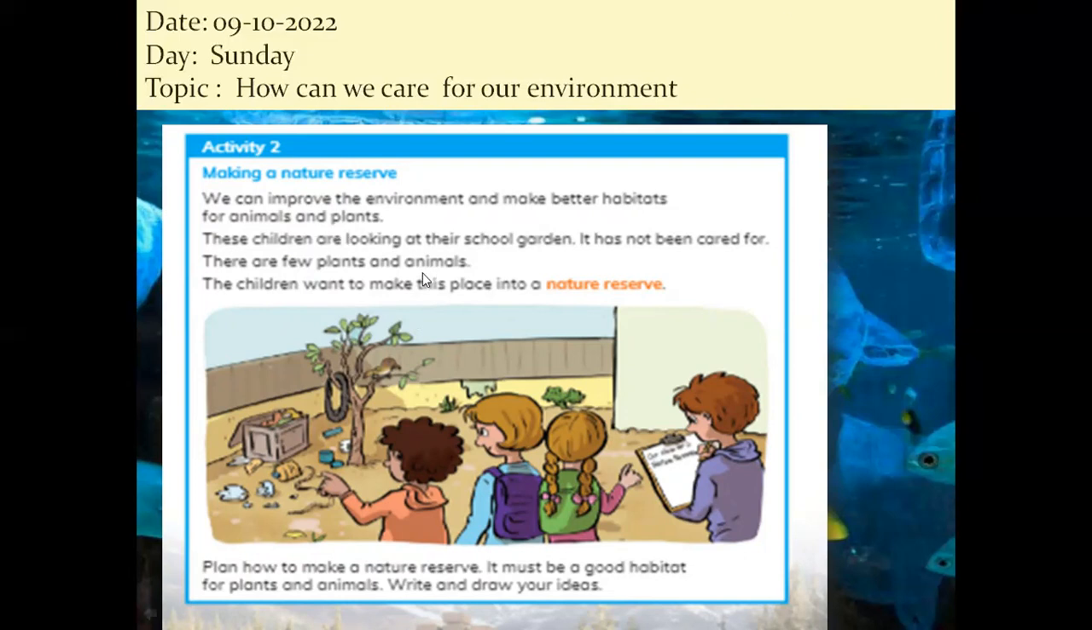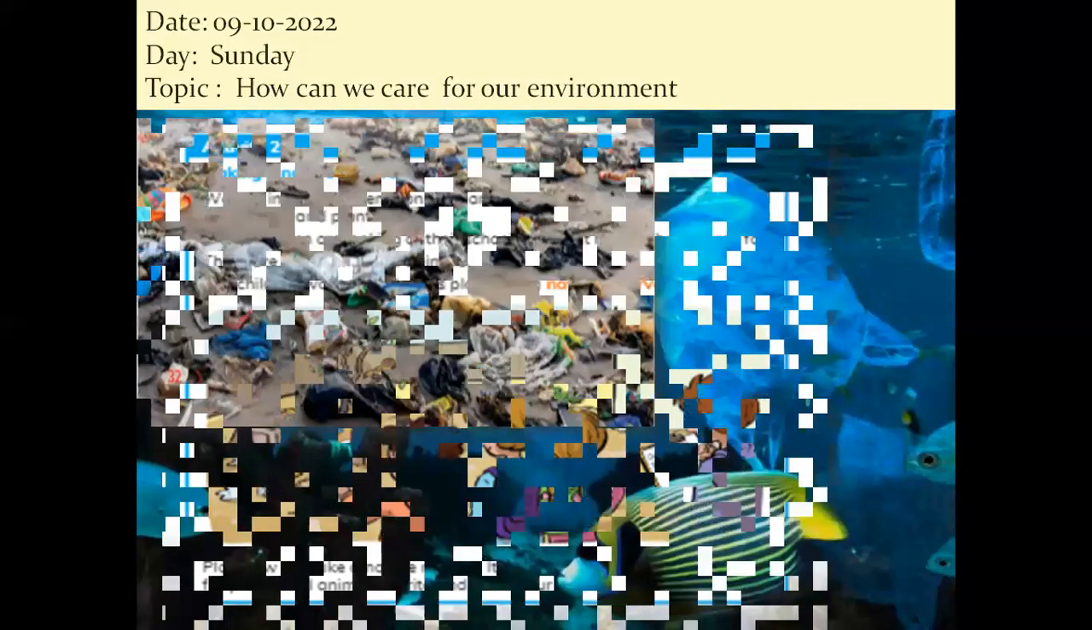There are few plants and animals. The children want to make this place into a nature reserve. Plan how to make a nature reserve. It must be a good habitat for plants and animals. So what they can do, they can water the plants, they can take out all the litter, they can grow more plants in their ground. So it will be a healthy environment for you.